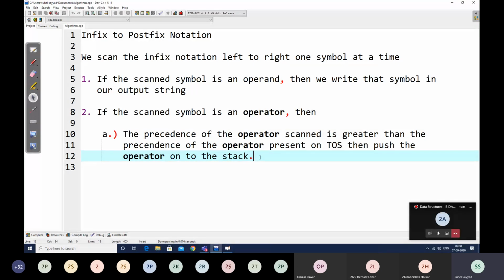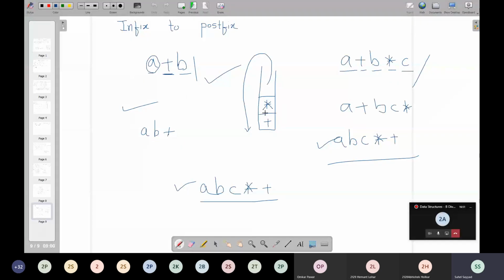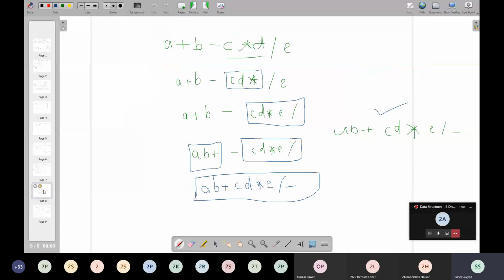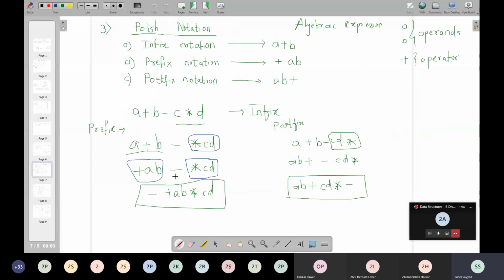So very good morning, students. In the last lecture, in the last week, we started with the applications of stack, and we discussed a couple of applications. Before we had a break on Saturday, we were discussing the third application, that was polish notations. In polish notations, we have seen that there are three types: infix notation, prefix notation, and postfix notation.